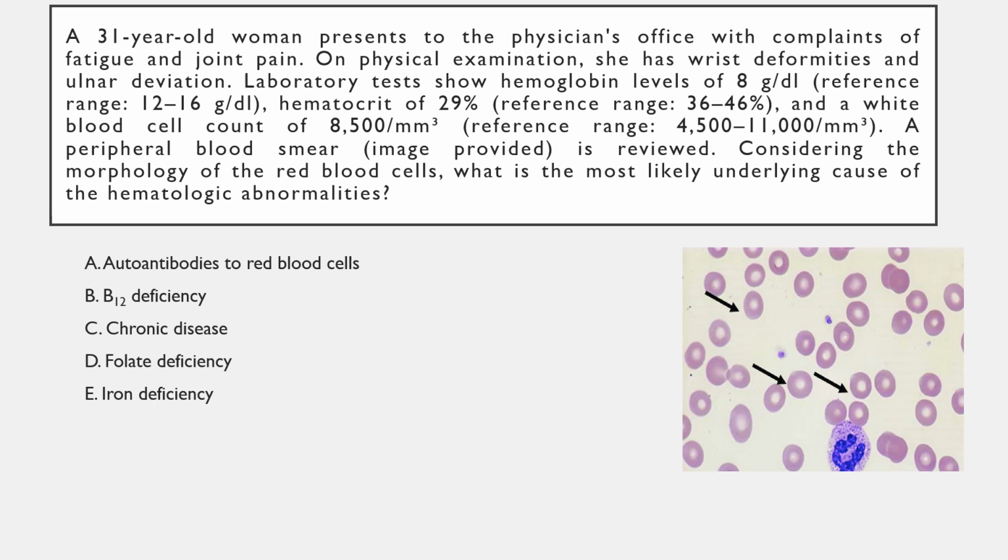A. Autoantibodies to red blood cells. B. B12 deficiency. C. Chronic disease. D. Folate deficiency. E. Iron deficiency.